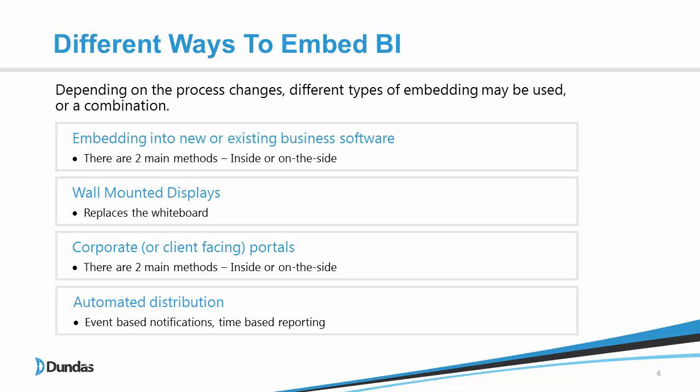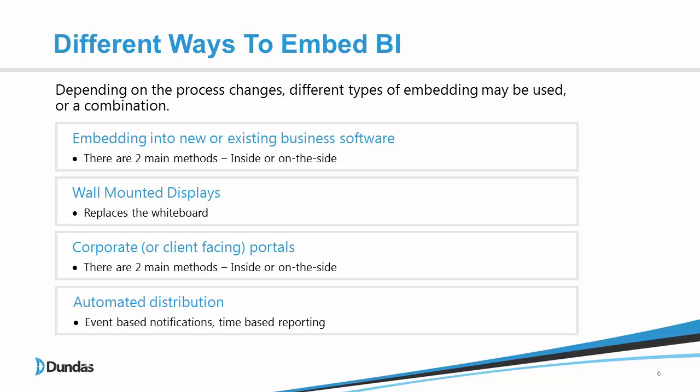So the last one is automated distribution. So putting it within programs and applications to actually monitor what's going on. So event-based notifications. So if something happens, notifications get pumped out, or time-based reporting. So every morning you've got your reports to start with. So you combine all these things together, it really produces an environment where BI is embedded throughout the process.